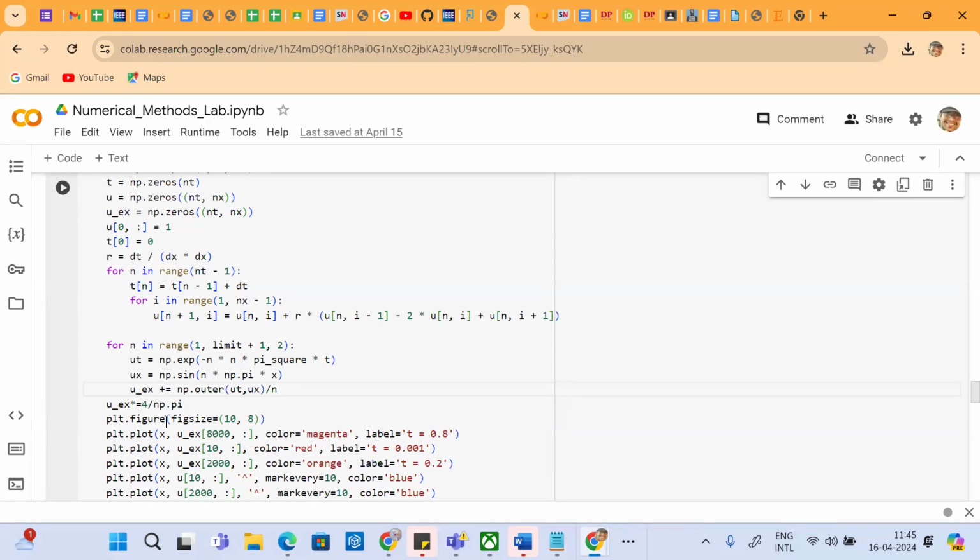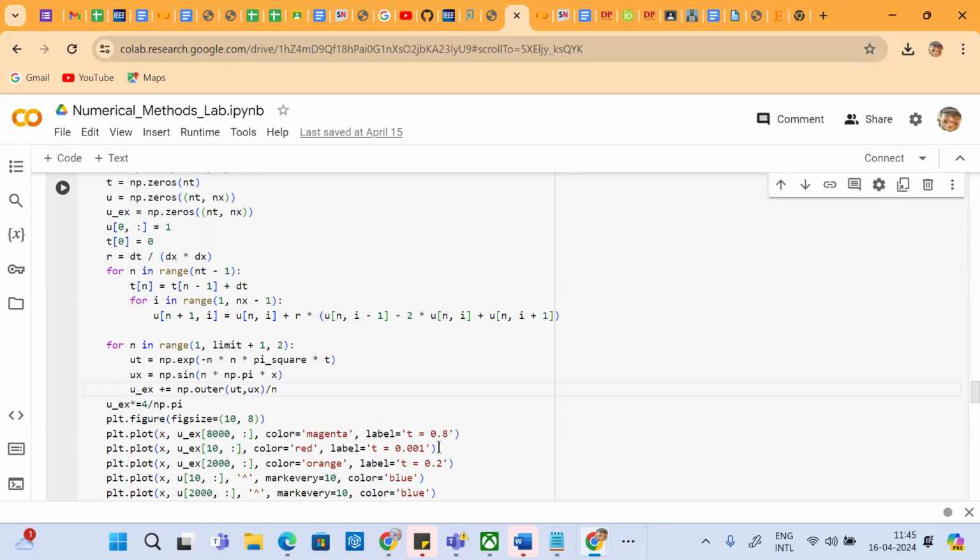So I'm plotting U exact at 8,000 steps, like t equals 0.8. You can check, why is my time 0.8? Can you say why my time is 0.8 if I'm taking the 8,000 steps? It's due to the time step. It's a very tiny time step, so in order to reach 0.8, you have to take a lot of iterations because your time step is very tiny.